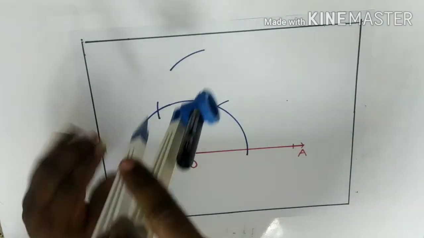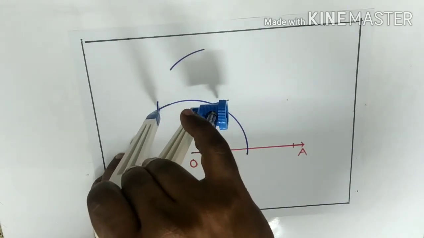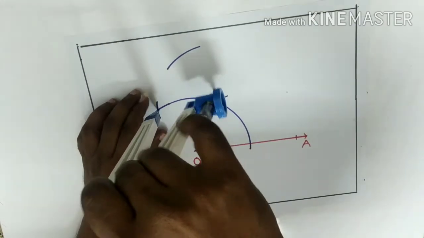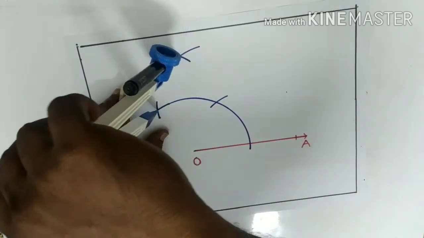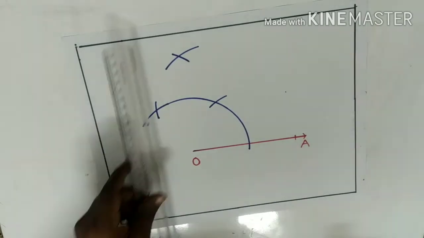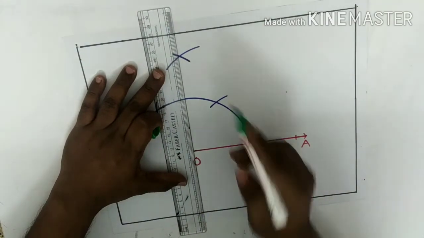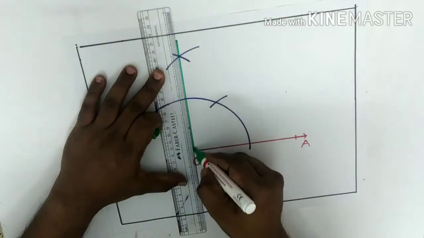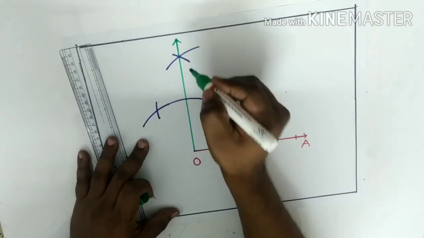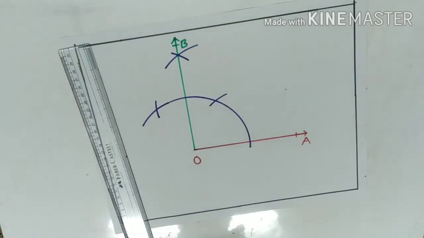From this, where these two arcs are intersecting, place the needle there and intersect the before arc. Now where these two arcs are intersecting, join with a scale. Suppose you consider this as B, this is 90 degrees.